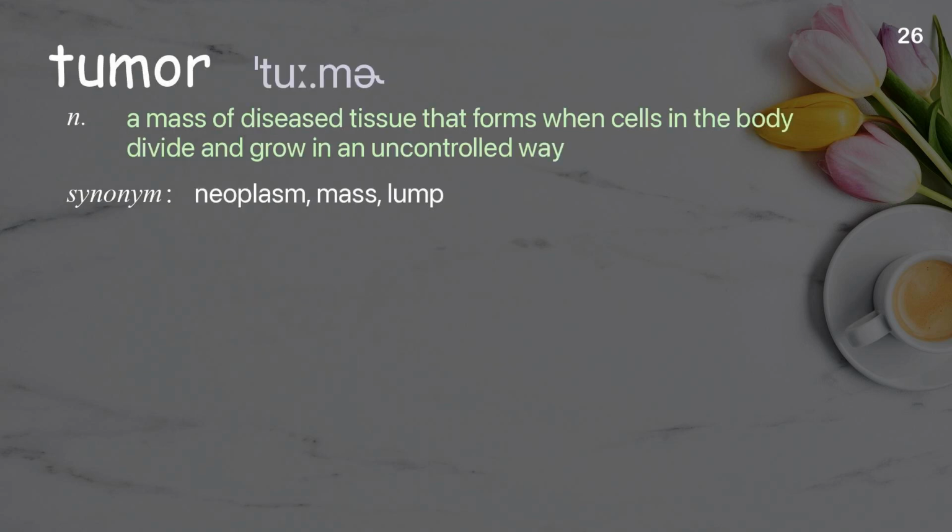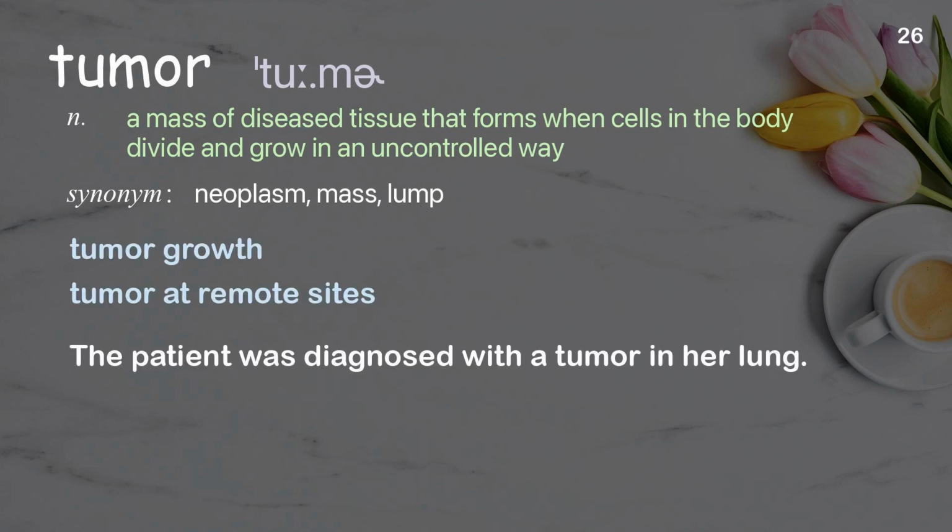Tumor. A mass of diseased tissue that forms when cells in the body divide and grow in an uncontrolled way. Examples. Tumor growth. Tumor at remote sites. The patient was diagnosed with a tumor in her lung.